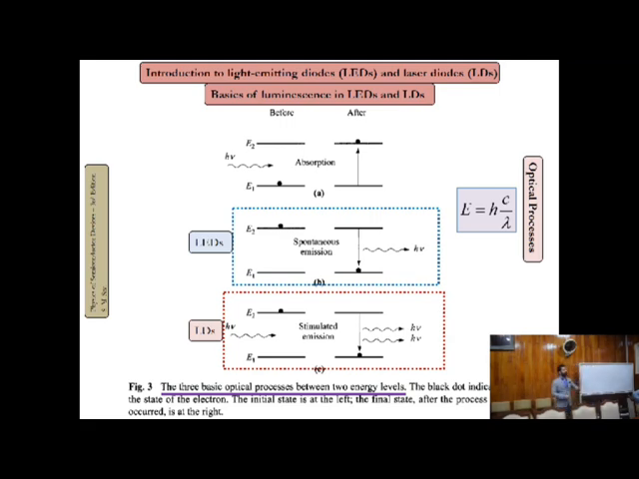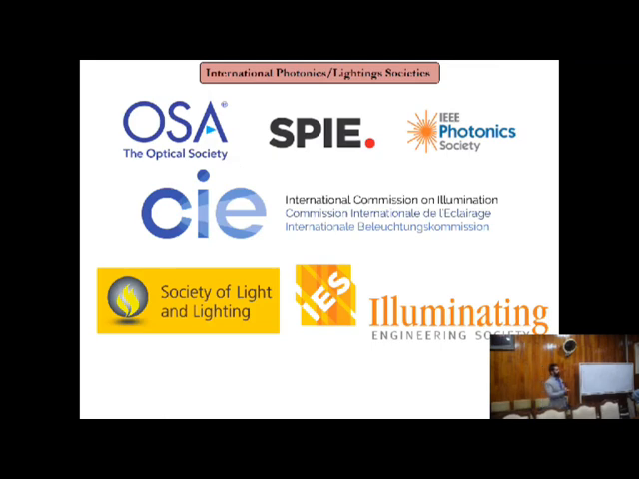If it comes back spontaneously, we categorize the emission as light emitting diodes. If we have to stimulate the excited electron in E2 to come back because of an external stimulant, the kind of light that is emitted is categorized as laser light, which fits in the definition of laser diodes.